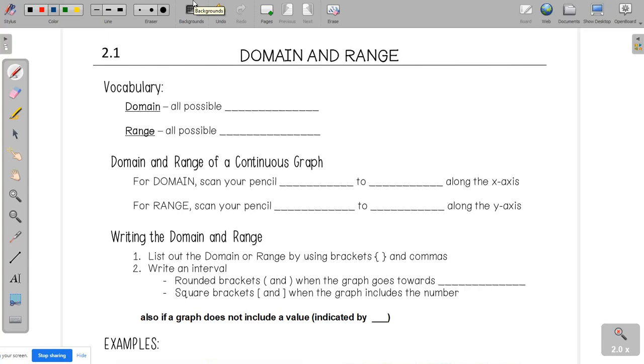Today we are going to be looking at domain and range. So let's start off with some vocabulary terms. The domain are all possible x values. Range are all the possible y values.